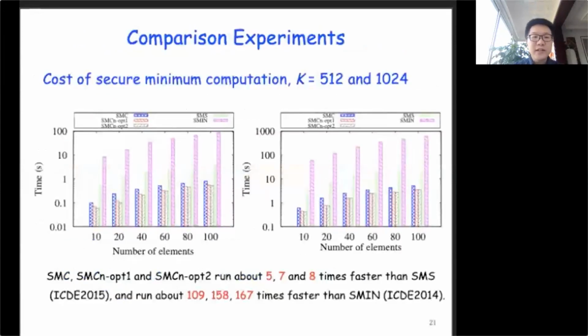We first compare the secure minimum computation algorithm with others. Note that our algorithm outperforms both of them, especially our algorithm is at least 5 times faster than SMC and about 100 times faster than SMN respectively.